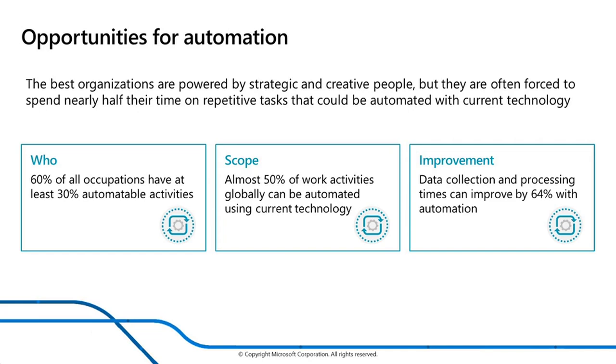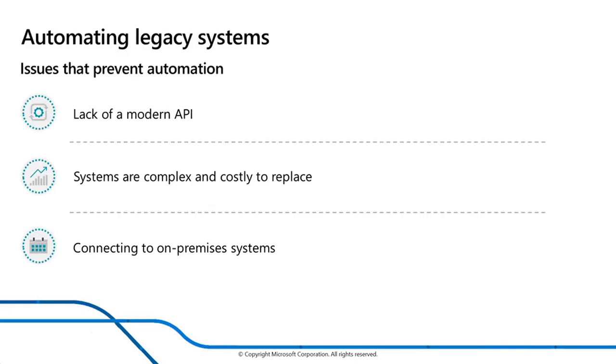So that's the reason why here we are more and more thinking about RPA. So that's the reason why: the lack of modern API, the systems are complex and costly to replace, and connecting to on-premises systems. That's what I was talking about just before.